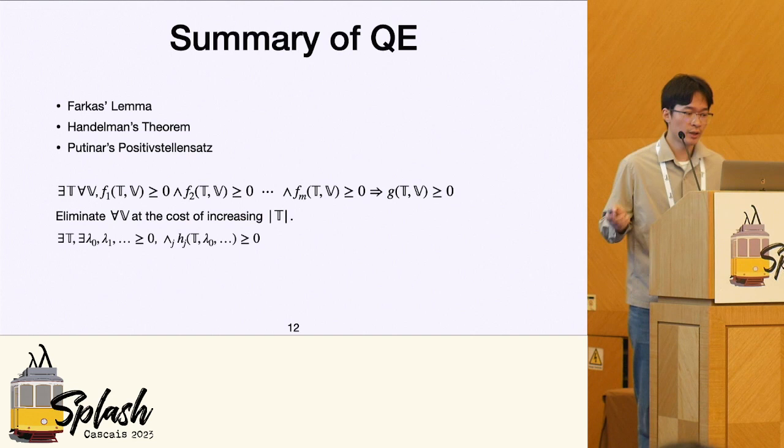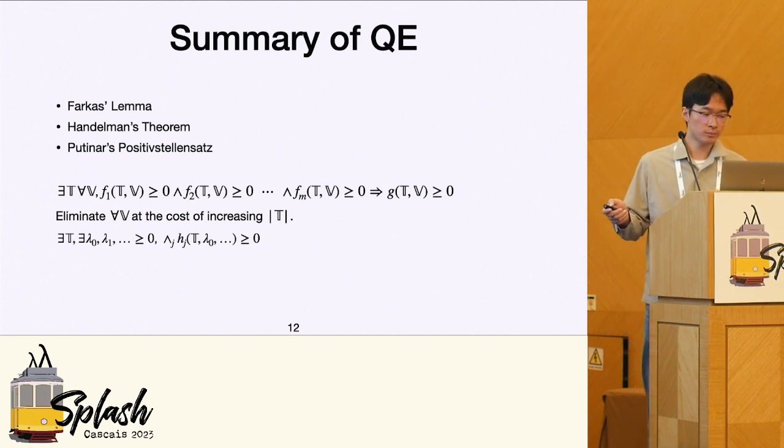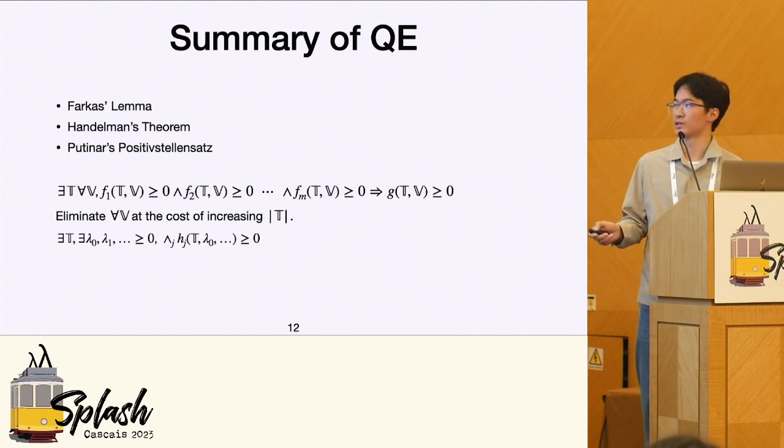So, in summary, we have these theorems, and with these theorems, we can transfer these constraints with this universal quantifier to a new constraint without this ∀, but at the cost of increasing the number of template coefficients, these lambdas.